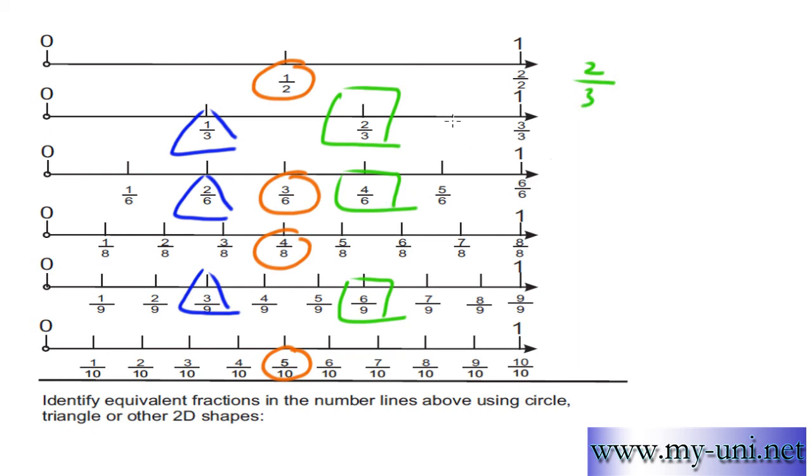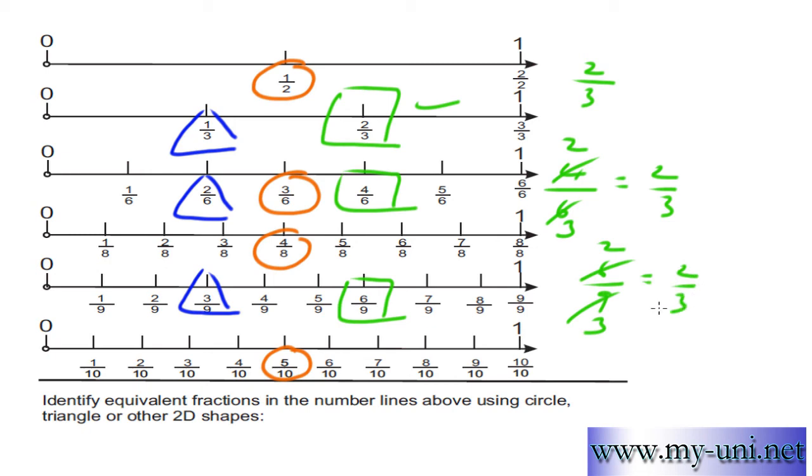So 4 over 6, which is this one, 2 times 2 is 4, and 2 times 3 is 6. So 2 over 3. 6 over 9, 3 times 2 is 6, 3 times 3 is 9. So 2 over 3. So all equivalent fractions will reduce to the lowest term. In this case, it is this one. In this case, it is this one. And in this case, it is this one.